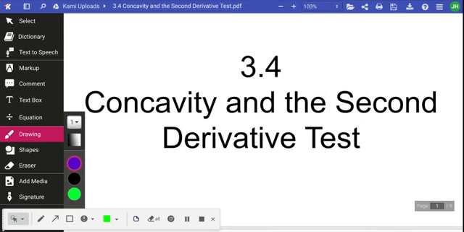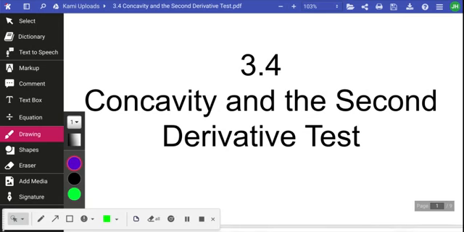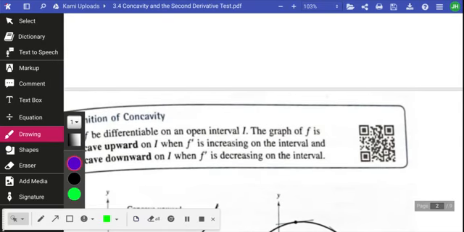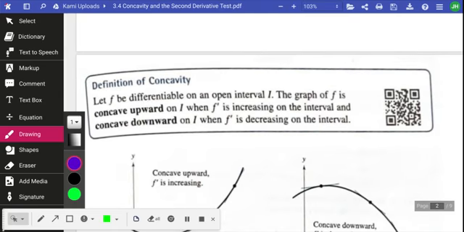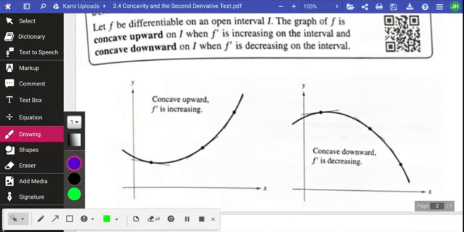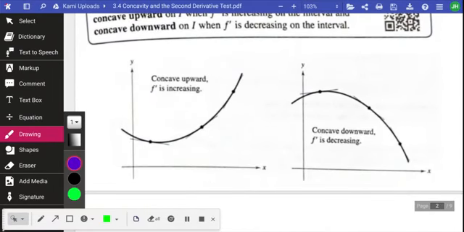Section 3.4, concavity and the second derivative test, is what we are going to discuss. The definition of concavity says let f be differentiable on an open interval I. The graph of f is concave up on I when the first derivative is increasing and concave down when the first derivative is decreasing. So you're looking at the slope of the slope, essentially.